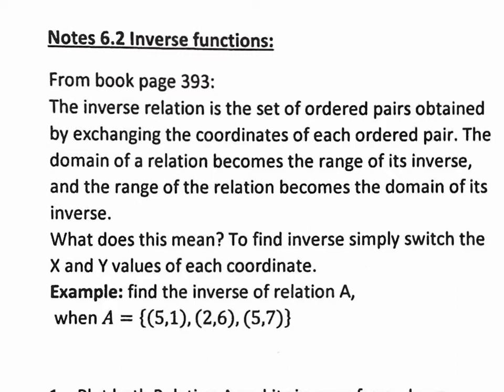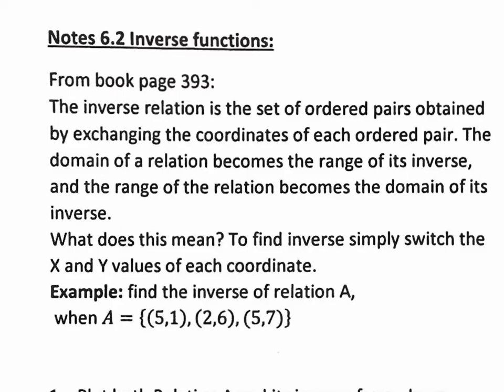So if you read it from the book, page 393, it reads exactly like this. The inverse relation is a set of ordered pairs obtained by exchanging the coordinates of each ordered pair. The domain of a relation becomes the range of its inverse, and the range of a relation becomes the domain of its inverse. What the heck does that mean? It simply means this. To find the inverse, switch the x and the y values of each coordinate.